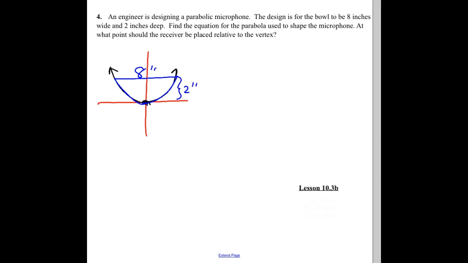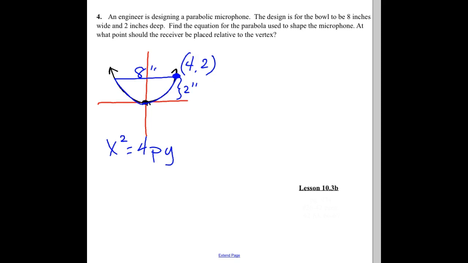So we're going to place the vertex at the origin. And can you tell me the coordinates of this point, based on how I've laid it on the coordinate axes there? If the whole width is 8, we split it in half, so we have the point (4, 2) over here. Agree with that? All right. Is it going to be x squared or y squared based on how we drew it? It's an x squared. So x squared equals 4py.